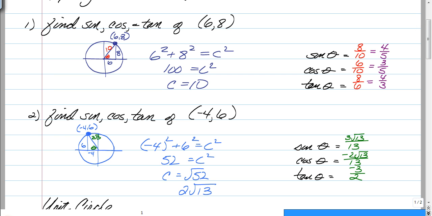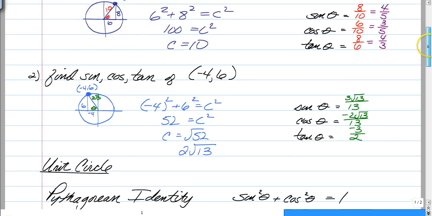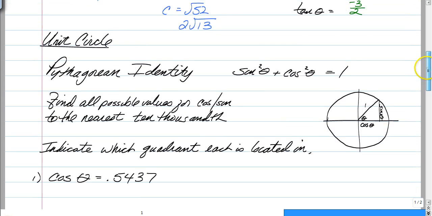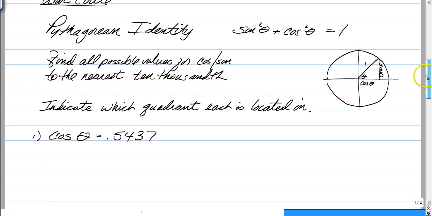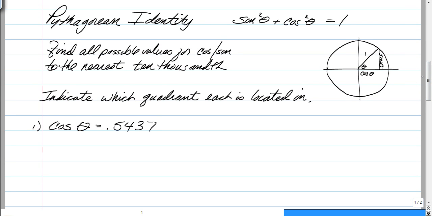Now we're going to take Pythagorean theorem even further and use the Pythagorean identity in trigonometry. It's very similar. The process is the same. It's just now you're going to be working with sine squared plus cosine squared is equal to 1. That is the Pythagorean identity. Now, when the directions say to find all possible values for cosine and sine, rounded to the nearest 10,000th, you're going to have two answers and you're going to have two different quadrants.